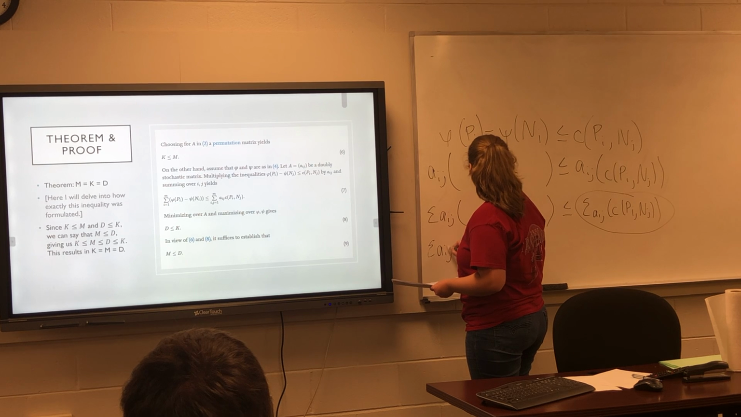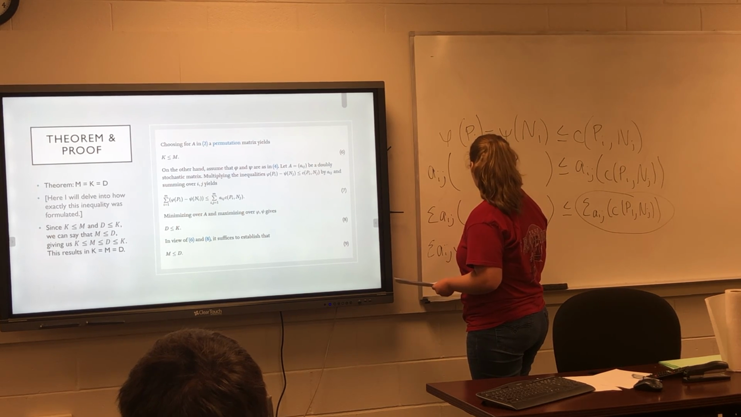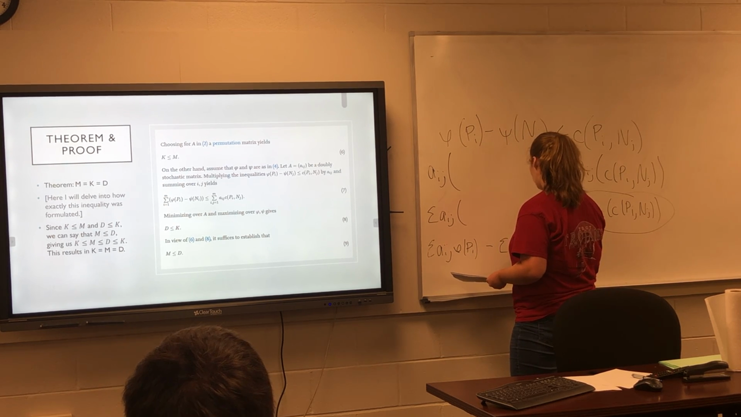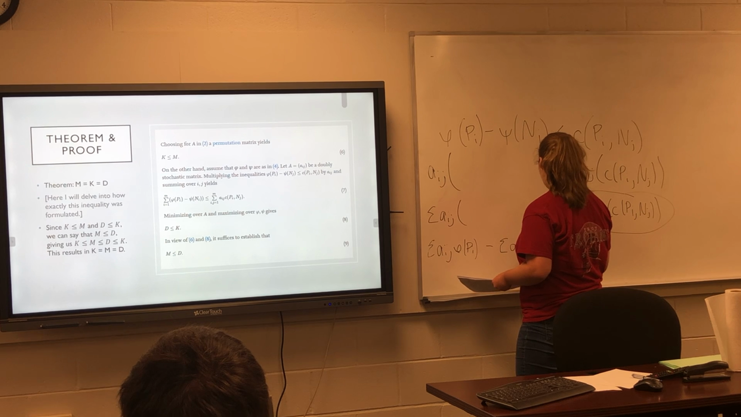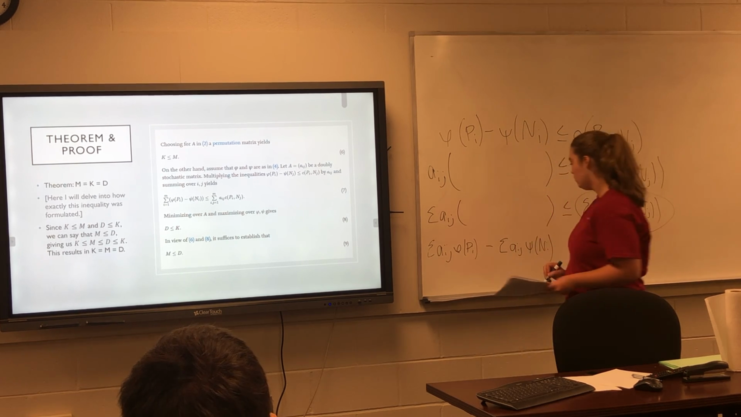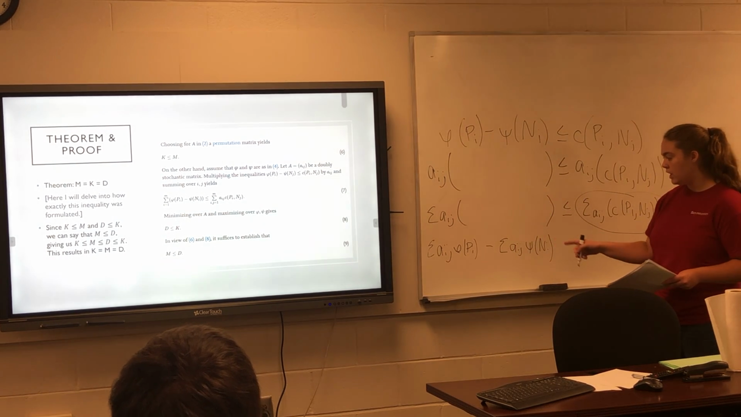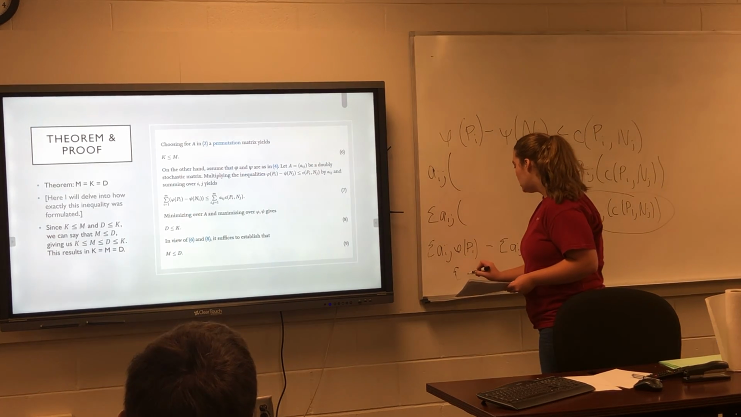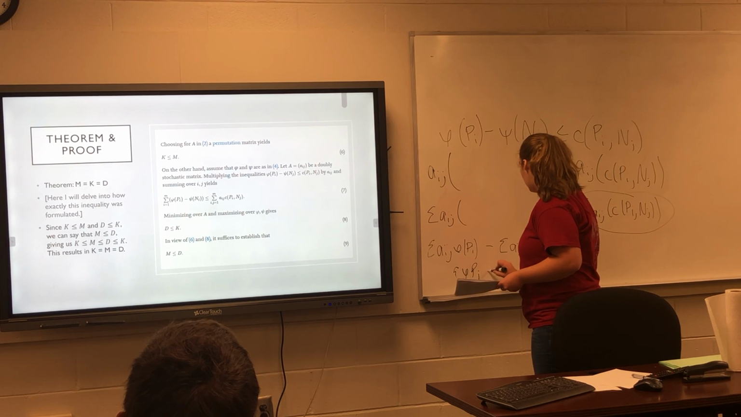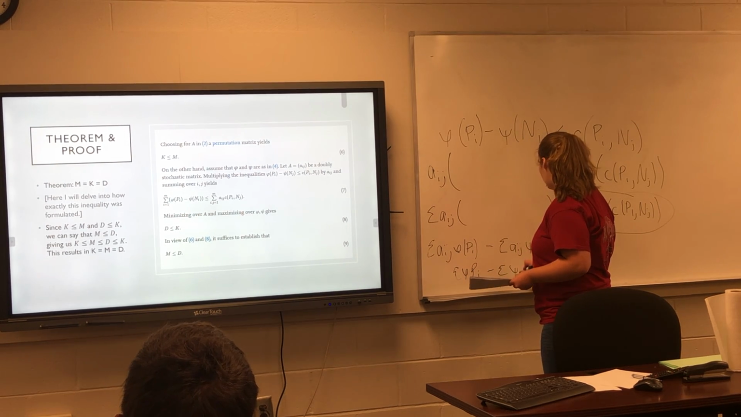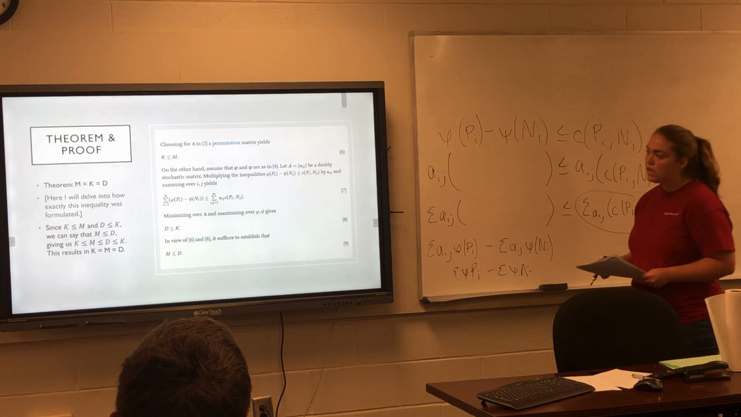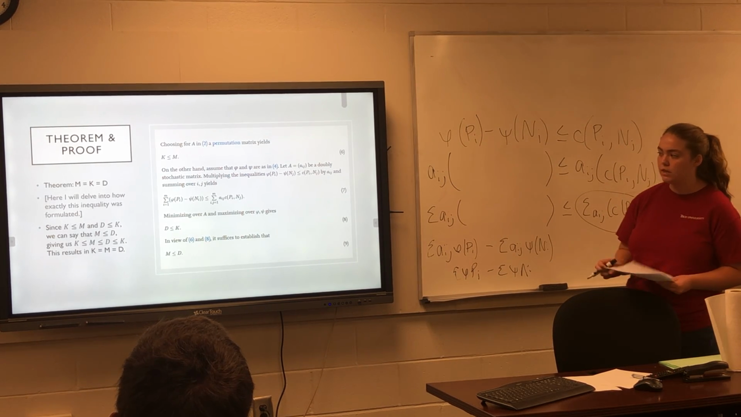So you can get a_ij times the summation of phi(p_i) minus a_ij times psi(n_j). The a_ij's are doubly stochastic, right? So you get the summation of phi(p_i) minus the summation of psi(n_j), and that should be what we have to get D less than or equal to K.